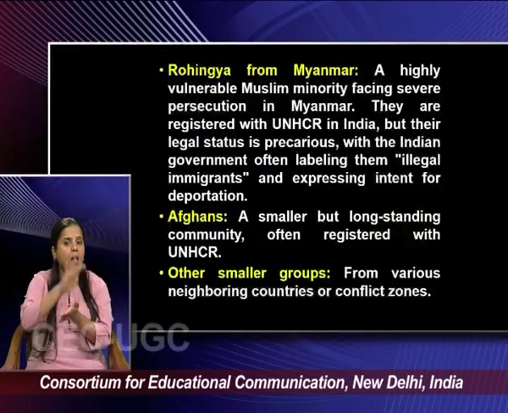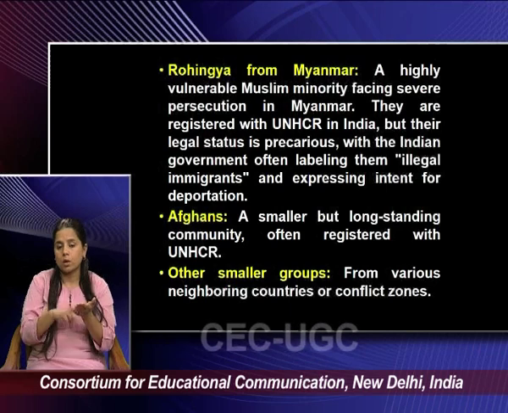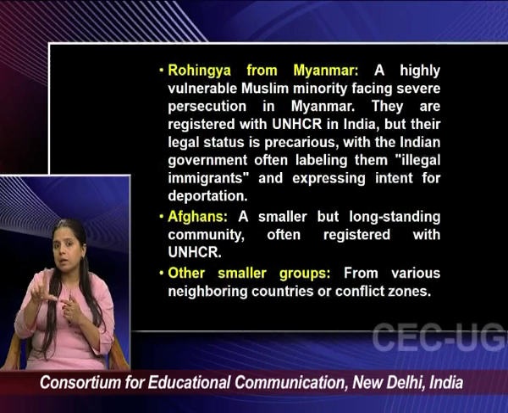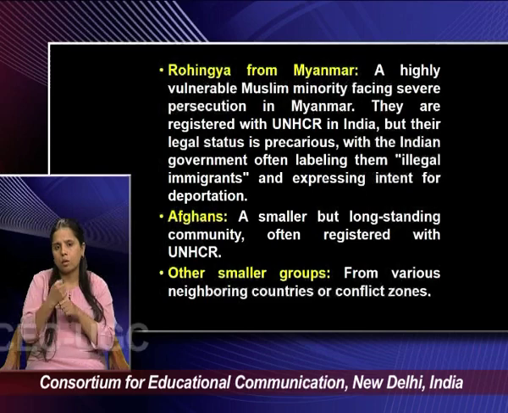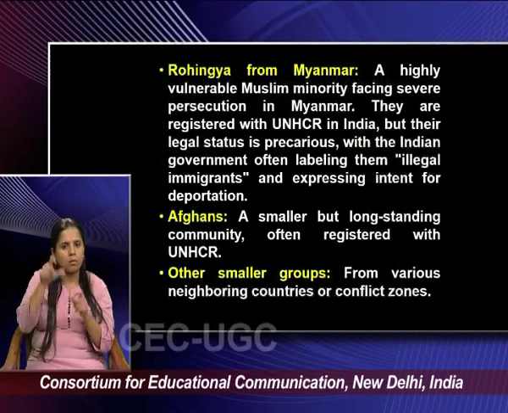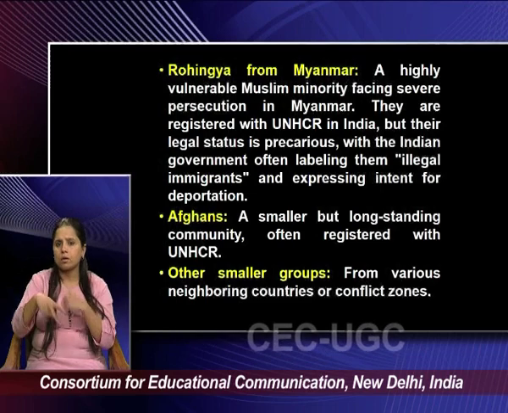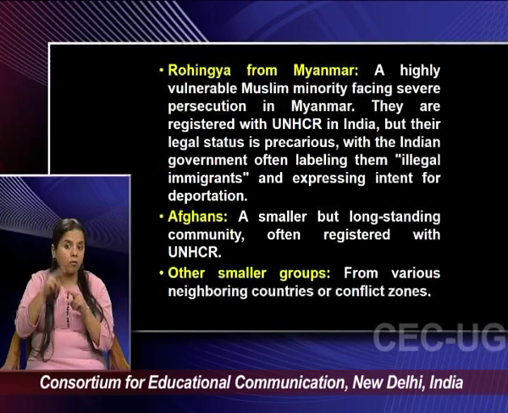Rohingyas from Myanmar, a highly vulnerable Muslim minority facing severe persecution in Myanmar. They are registered with UNHCR in India, but their legal status is precarious, with the Indian government often labeling them illegal immigrants and expressing intent for deportation. Afghans, a smaller but long-standing community, often registered with UNHCR, and often smaller groups from various neighboring countries or conflict zones.